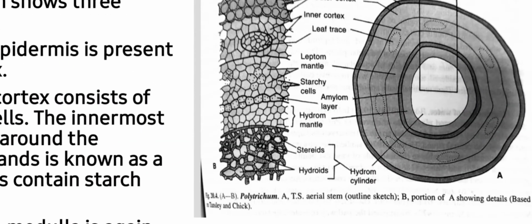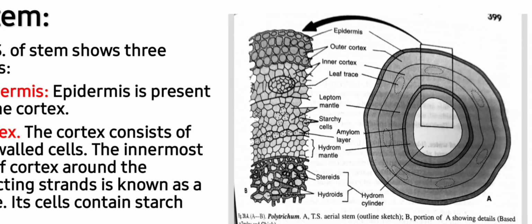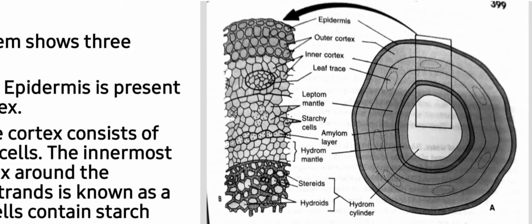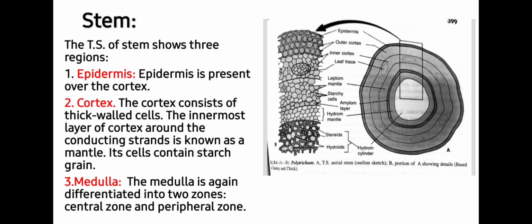So students, you can see here that the stem is differentiated and resembles that of a highly evolved plant, and it is bounded by the epidermis. Then there is the cortex, which has different zones, outer and inner cortex. Then the medulla is again differentiated into two zones, central zone and peripheral zone. The central zone is mainly occupied by the leptoid and hydroid.